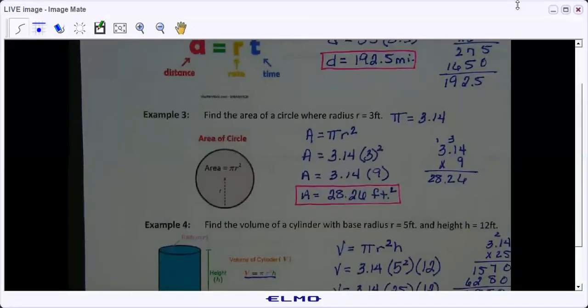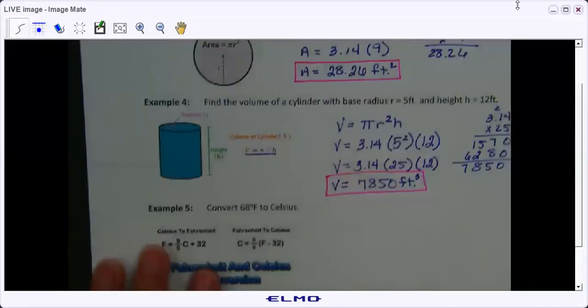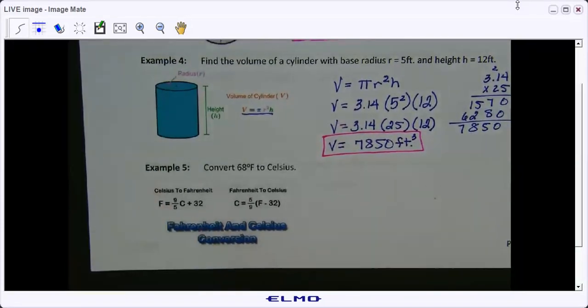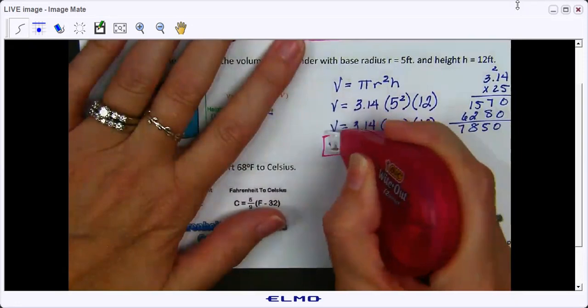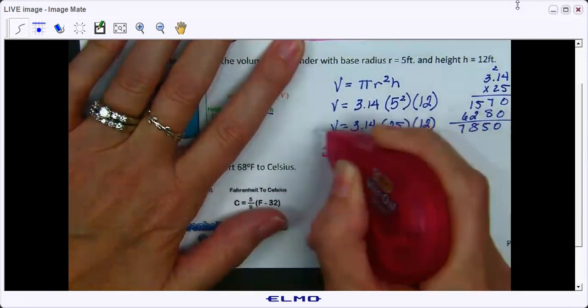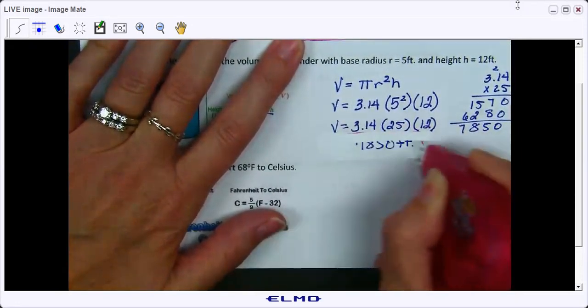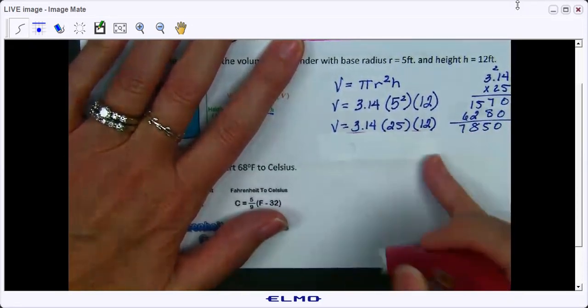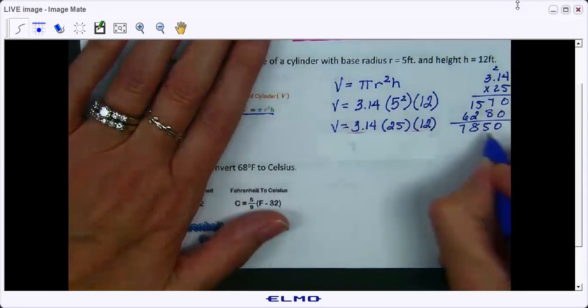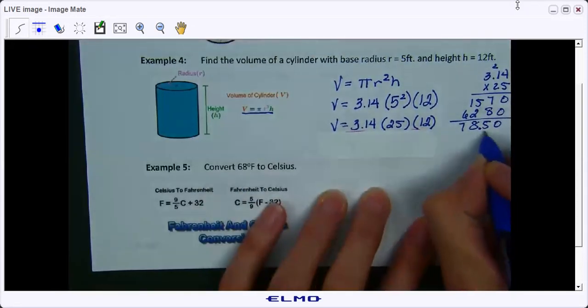Okay, so here is our answer for the volume of a cylinder. Did I mess up? Oh my goodness, I messed up. Oh, wait a minute. Oh, I'm glad I got this. Hold on just a second, guys. First of all, I only multiplied it by 25. And then, see, I told you I make mistakes. Okay, so this would be 78.5, and now I have to multiply it by 12.